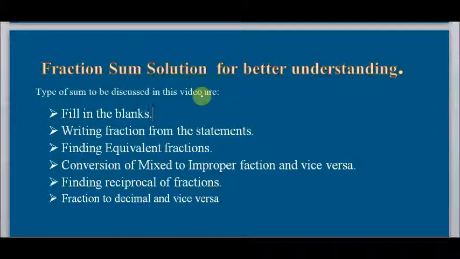So in this video we are going to discuss some types: fill in the blanks, writing fractions from statements, finding equivalent fractions, conversion of mixed to improper fractions and vice versa, and finding reciprocals. Finally, I will give a little touch on the decimal equivalent of a fraction. All these are very important from the basic point of view for grade 4 students.